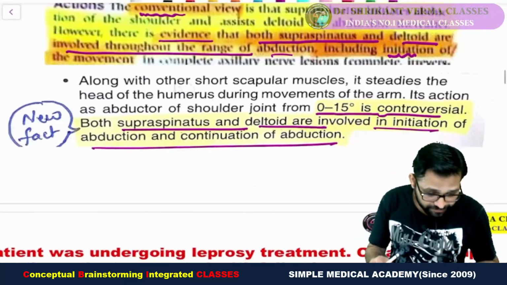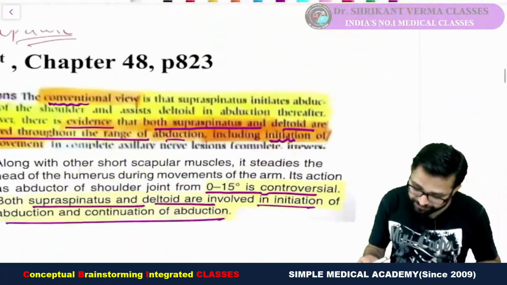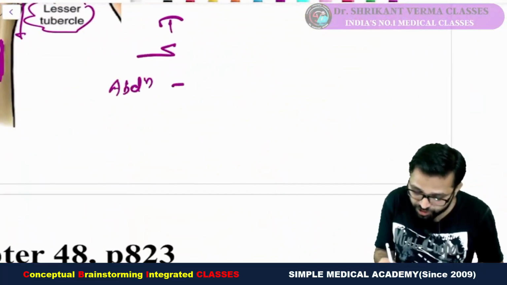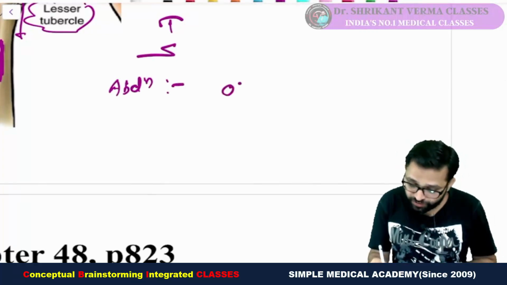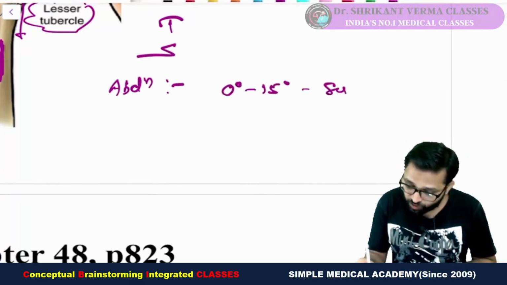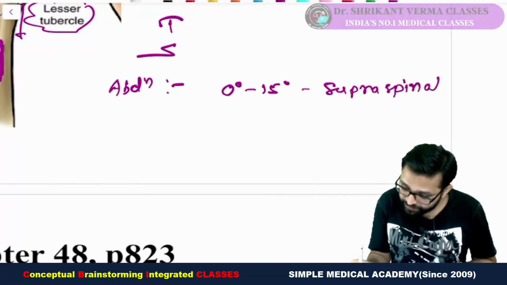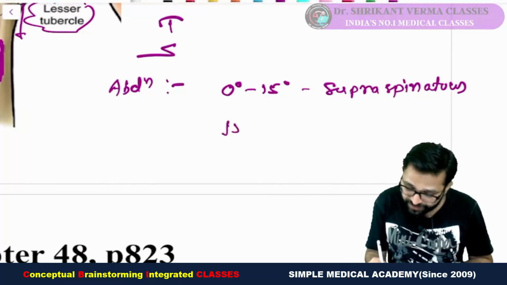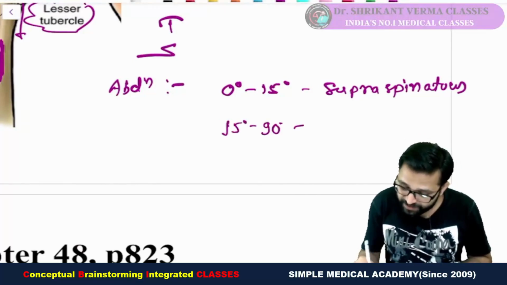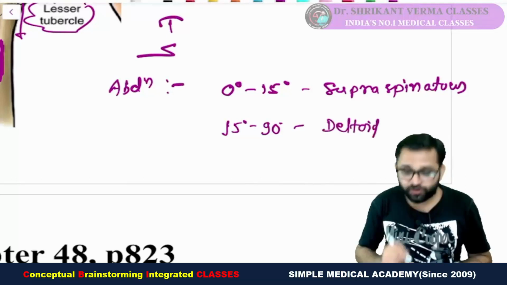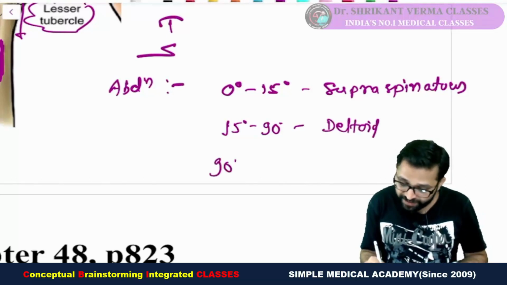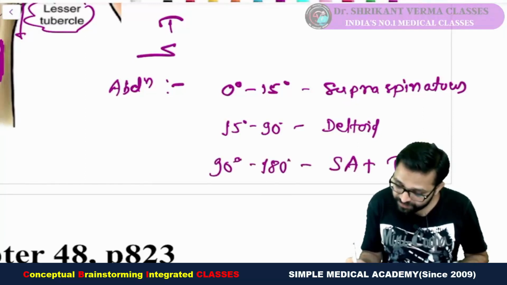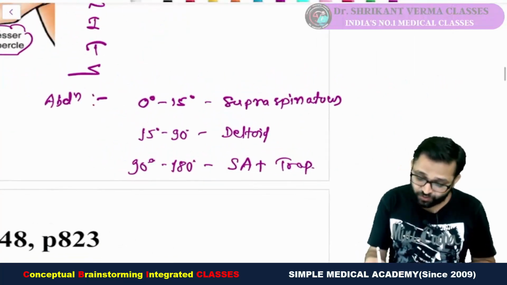What you have to remember is, see here, the earlier view: abduction of the shoulder from 0 to 15 degrees was caused by the supraspinatus, correct. Then 15 to 90 degrees is done by the muscle deltoid. And 90 to 180 degrees is done by the serratus anterior plus trapezius. But this is your old theory.